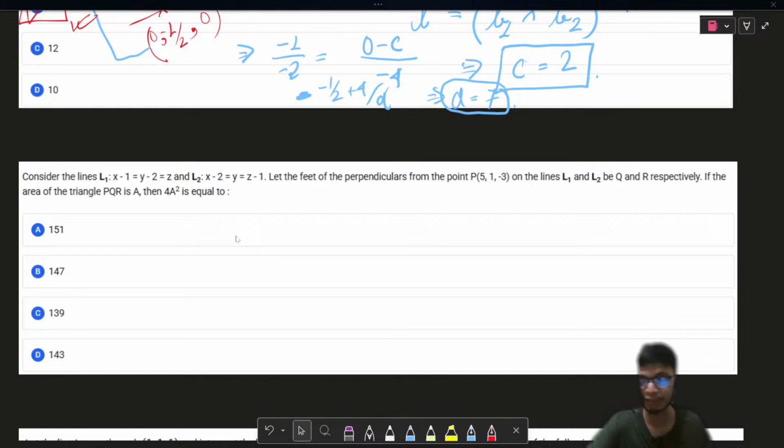Very standard, straightforward problem. The only thing you need to know in order to solve this problem is how to find the area of the triangle in three-dimensional geometry. We have discussed this part in the basics of 3D geometry, so please use those results to find this answer. Please try to solve this problem.